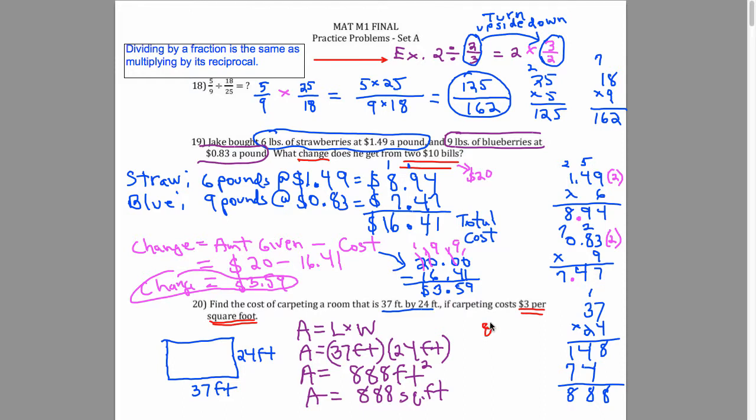So 888 times 3. 3 times 8 is 24, carry 2. 3 times 8 is 24, carry 2 is 26, carry 2. And 3 times 8 is 24, and another 2 is 26. So the total cost is $2,664.